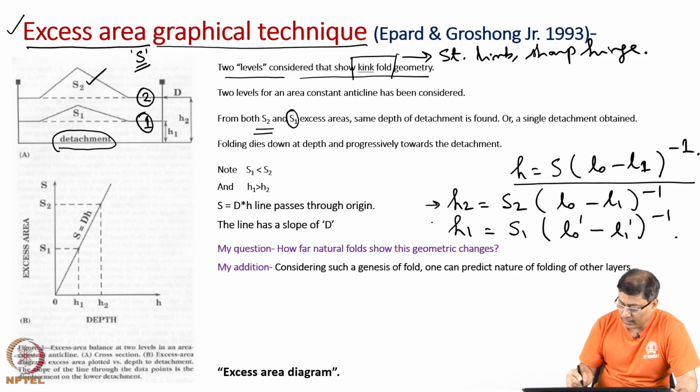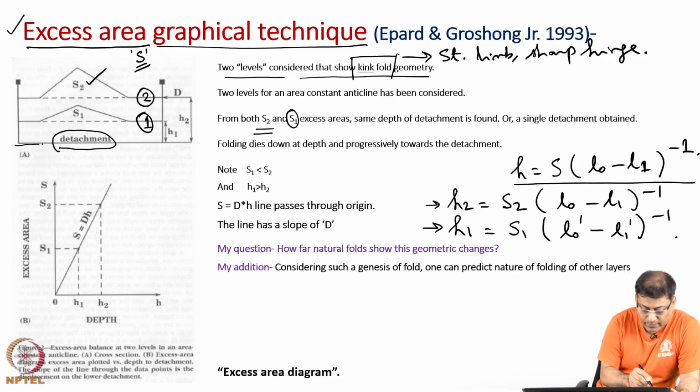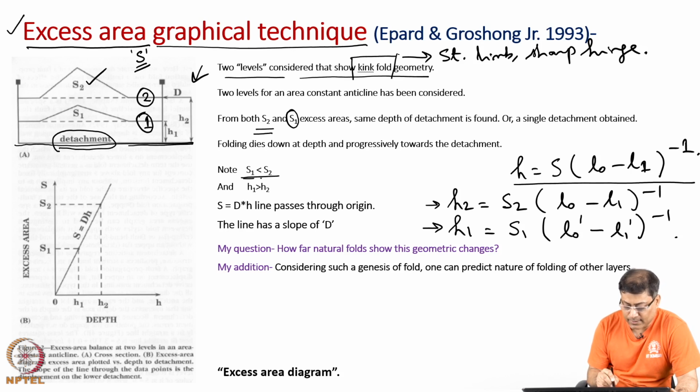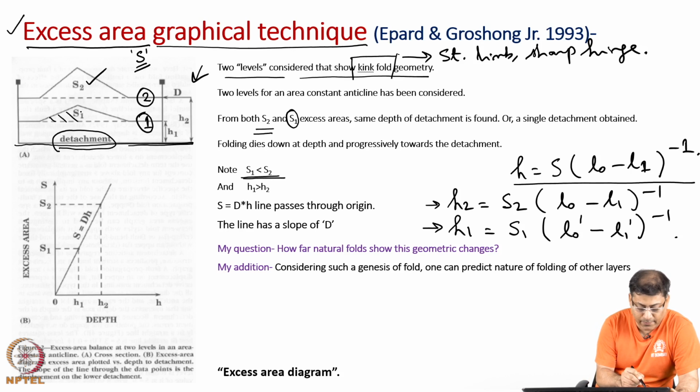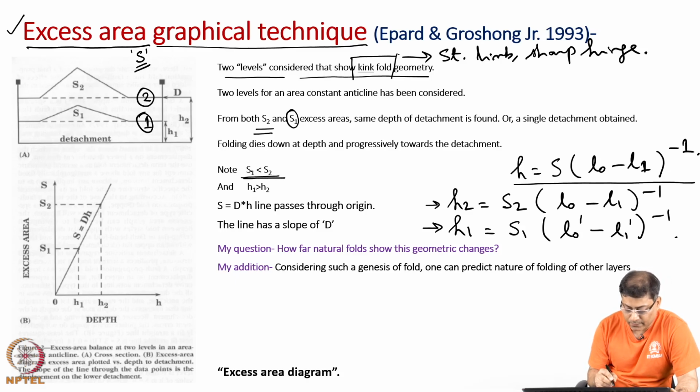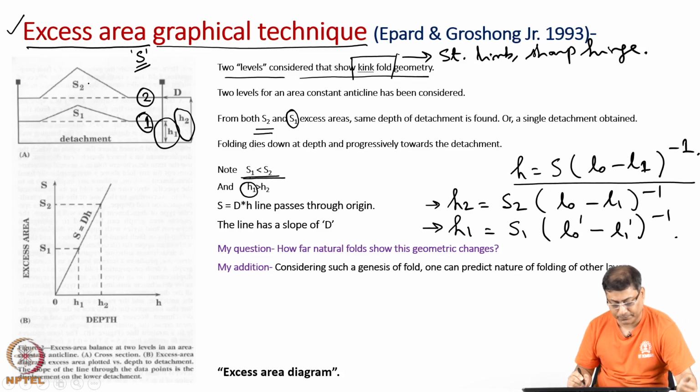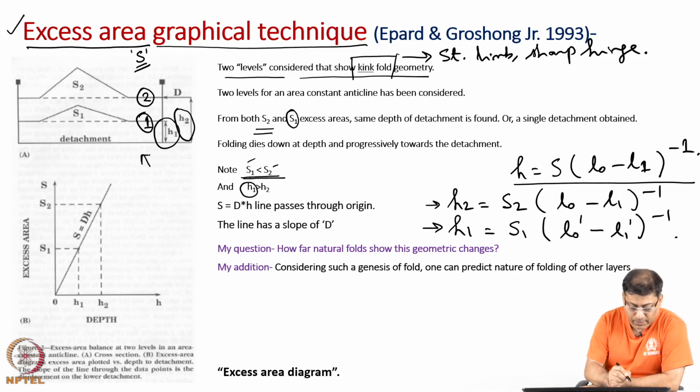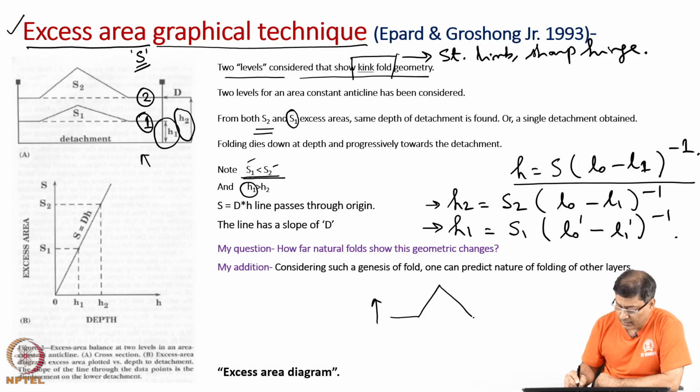Ideally, H2 and H1 should be such that they give a single detachment depth. This is the one. In this diagram, note that S1 is less than S2. This area is less than that area, and interestingly H1 corresponding to S1 is less than H2 corresponding to S2. In nature, in this kind of deformation, folds more towards the skyward direction will define larger excess area S2 than what is at the depth as S1.